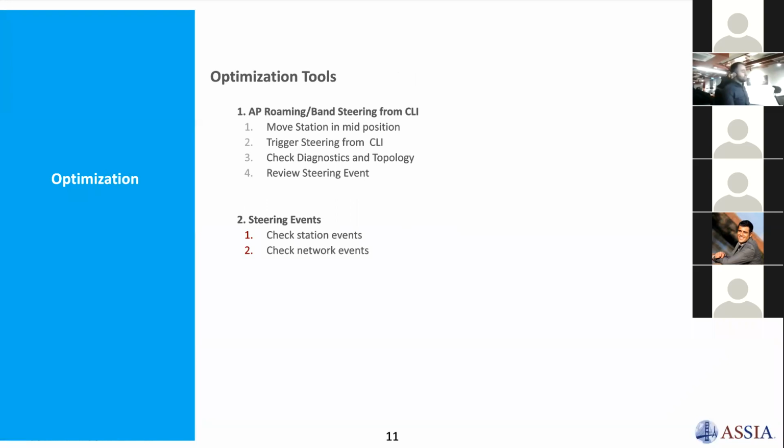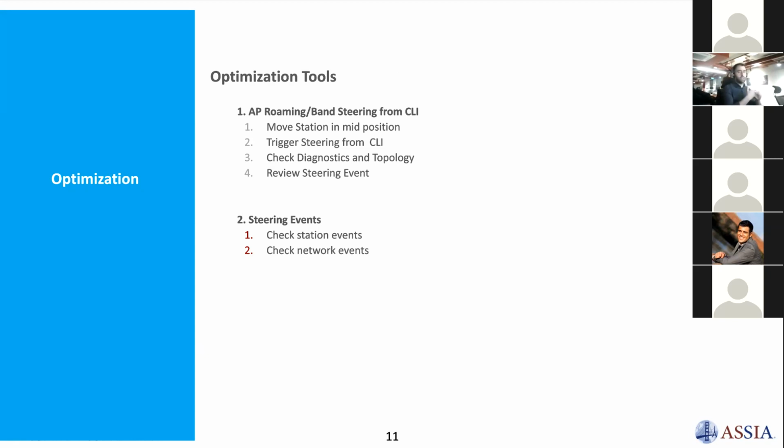So for optimization, as far as I'm concerned, the optimization is different from the cloud perspective and the device perspective. As far as ASIA, mostly related to the cloud operations, I am testing the optimization tools itself. So can I trigger the channel scan, or can I trigger the steering, something like that.